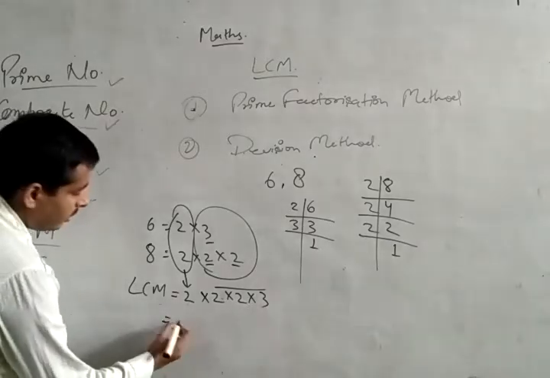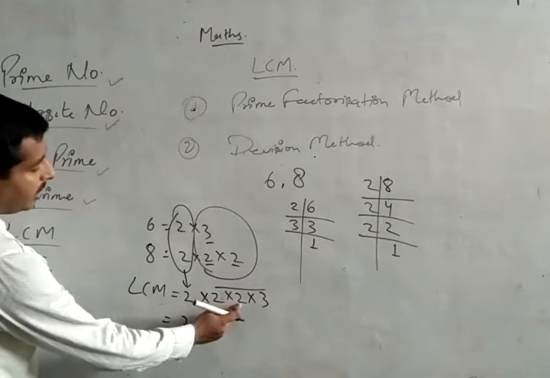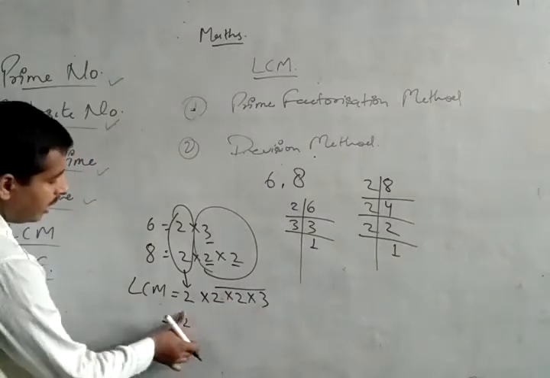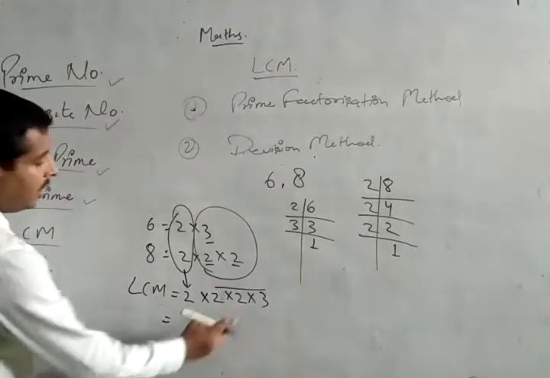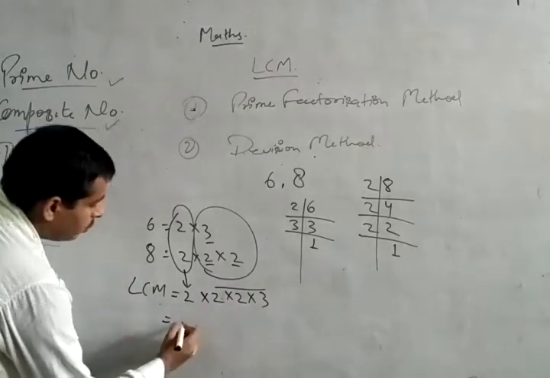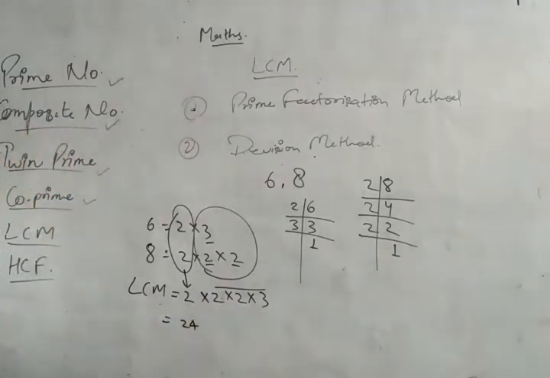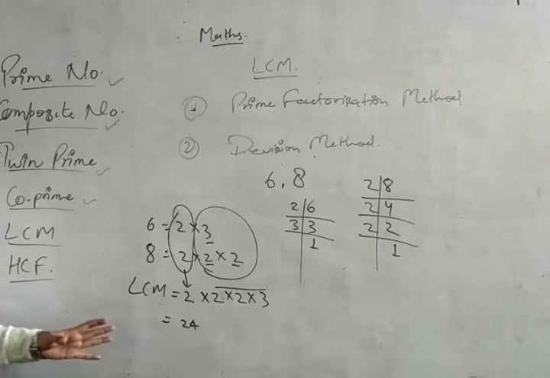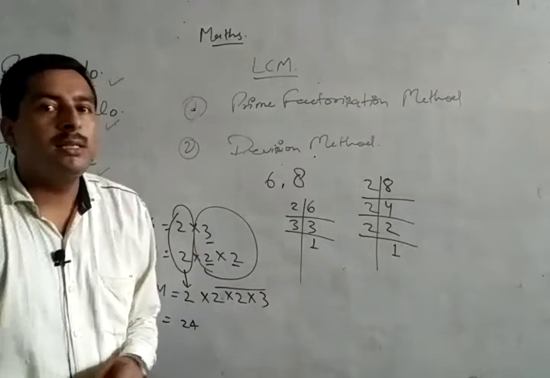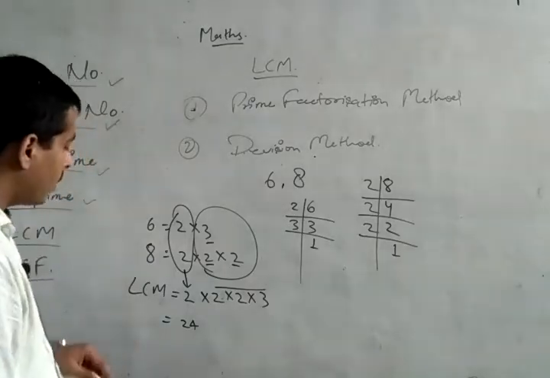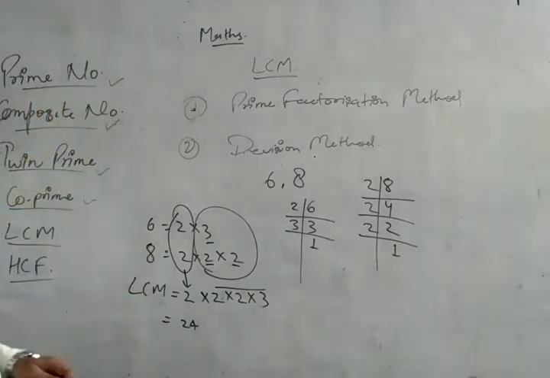Then by calculating 2 multiplied by 2 multiplied by 2 into 3, we will get 2 2s are 4, 4 2s are 8, 8 3s are 24. Means LCM of both these numbers is 24, which is also seen when we wrote down the series of both these numbers. This is the LCM of the numbers.